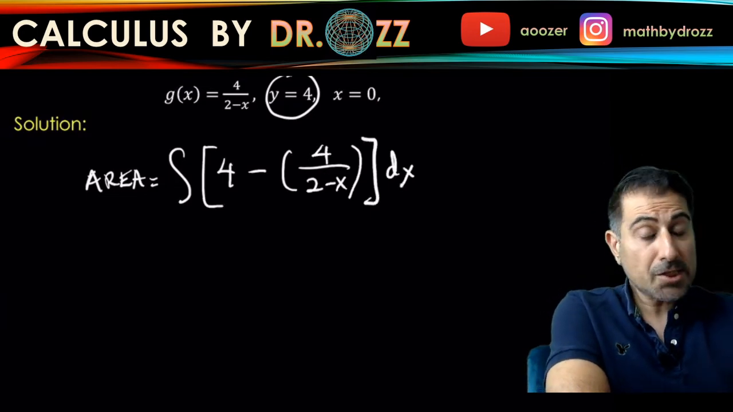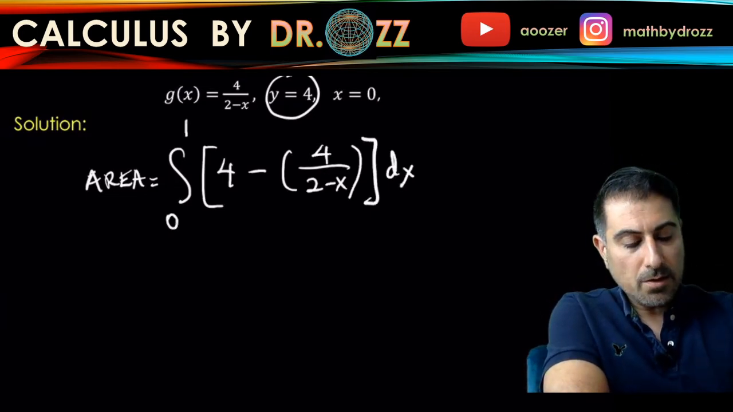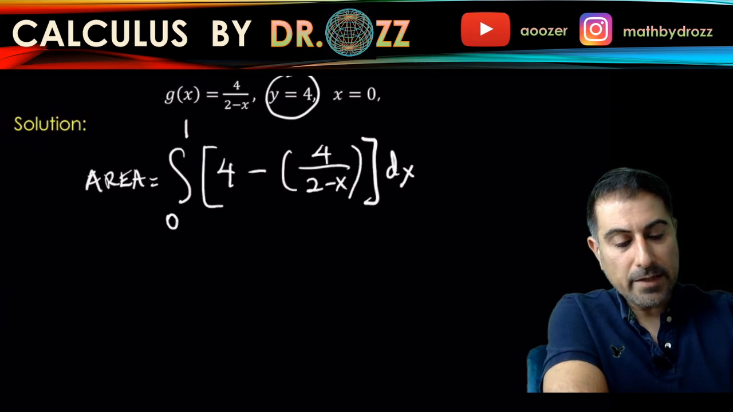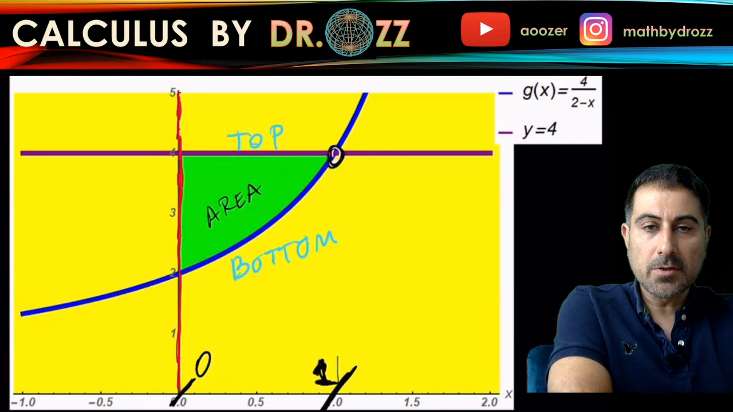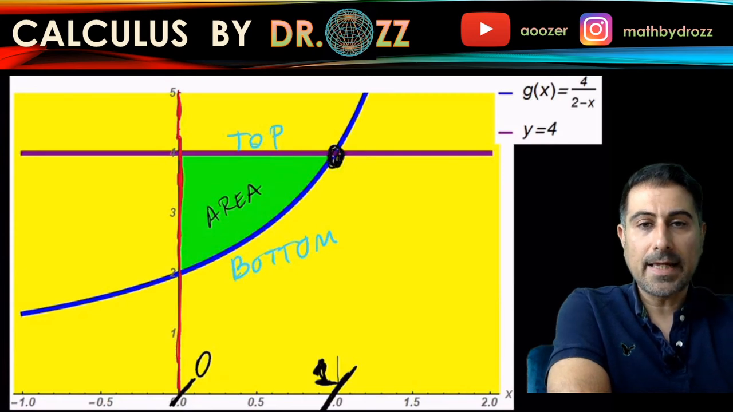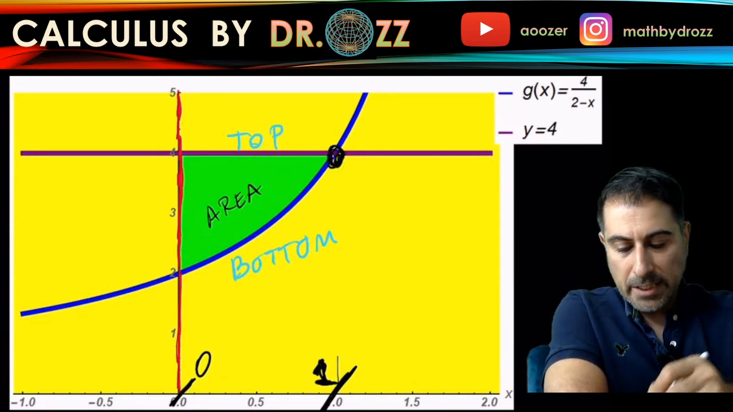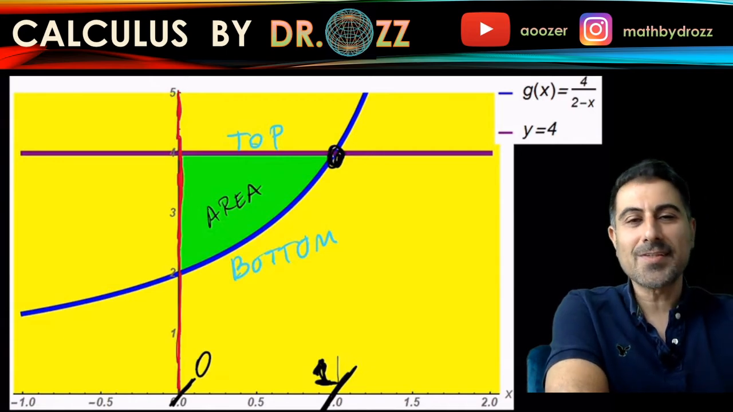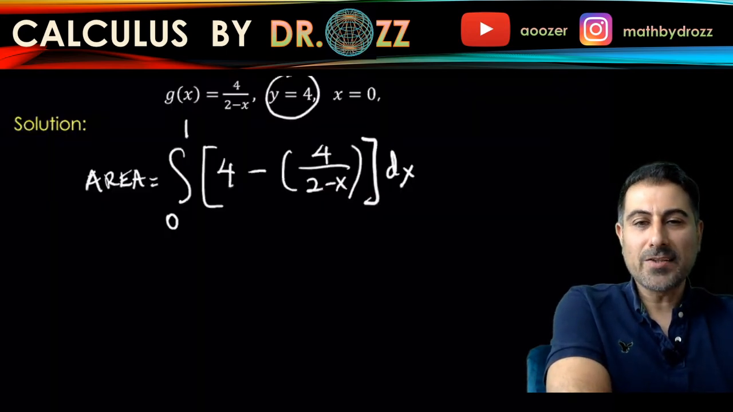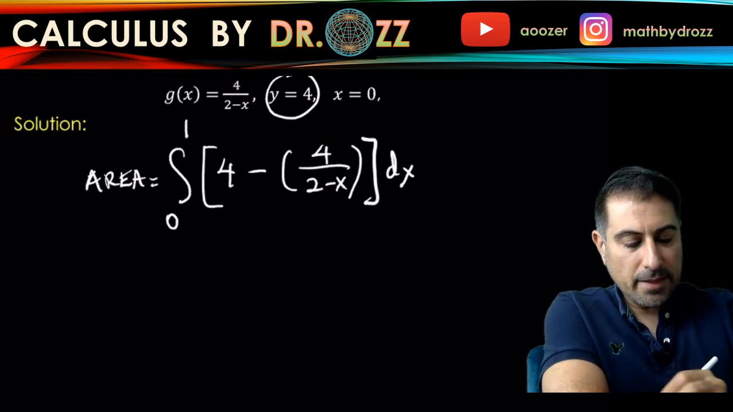I found the intersection point first, by the way. So the intersection point, I needed the x-coordinate of this point to be able to find the upper limit in the integration to calculate the area. Okay? The rest is just evaluating this definite integral. Let's do that in one shot, maybe 2 shots, okay?